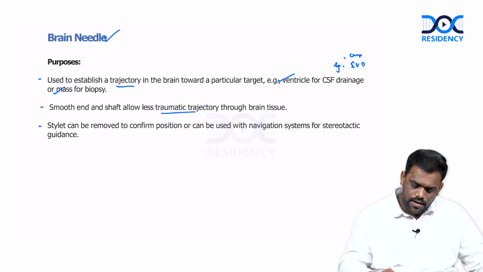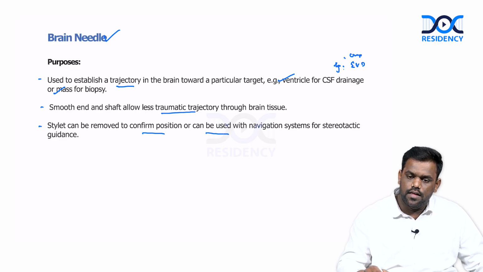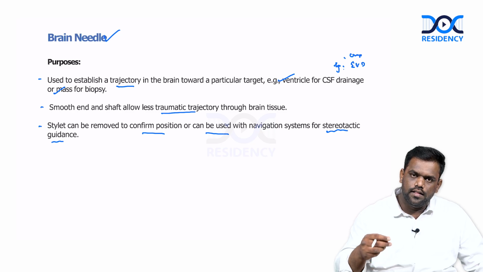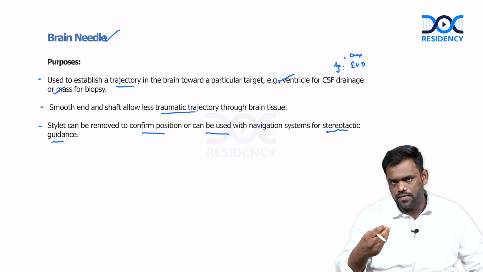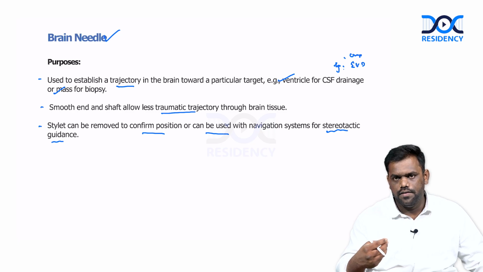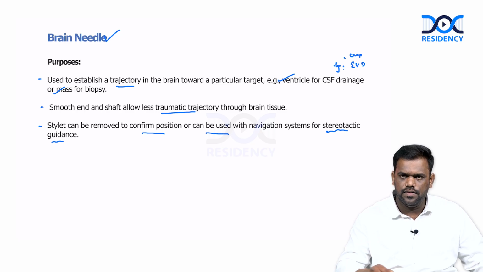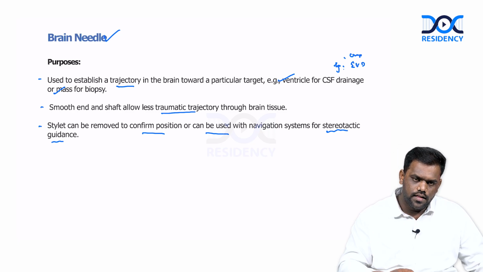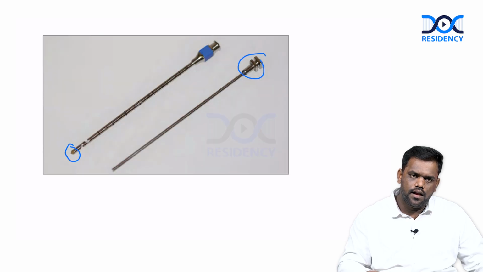The stylet can be removed to confirm the position, or can be used with the navigation system for stereotactic guidance. You can remove the stylet to confirm it is in the ventricle, to see whether the CSF is coming out or not, or it can be used with the navigation system in case of stereotactic biopsy also. This is a brain needle and its uses.